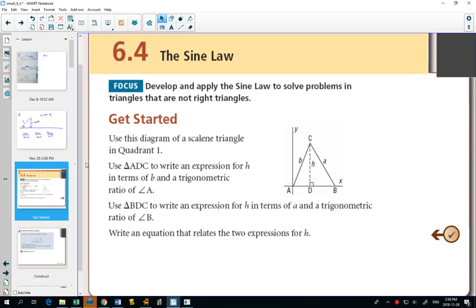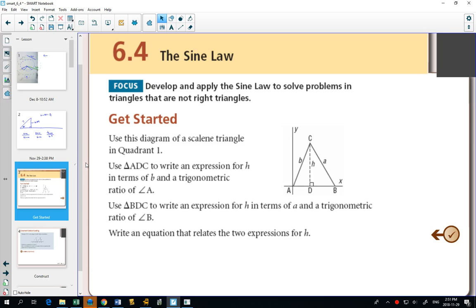Here we have a triangle that is not a right angle triangle. Anytime you have a triangle like this that's not right angle, you could draw the height of the triangle straight down and turn it into two triangles that are both right angle triangles. Use triangle ADC to write an expression for H in terms of B and a trig ratio angle A.